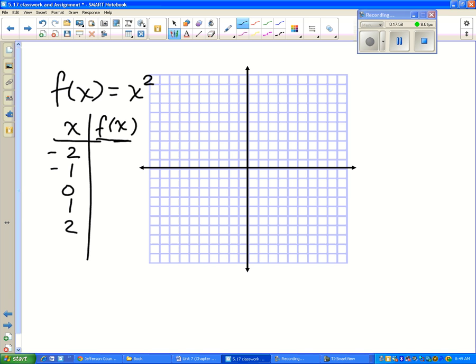So if I square, negative 2 squared is 4. Thank you, Miss Justine. Negative 1 squared is 1. Thank you, Miss Kaylee. 0 squared is 0, 1 squared is 1, 2 squared is 4. How nice. Plot the points.